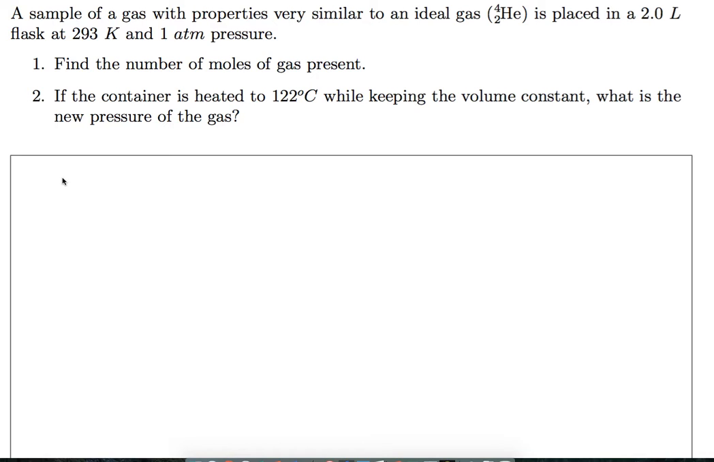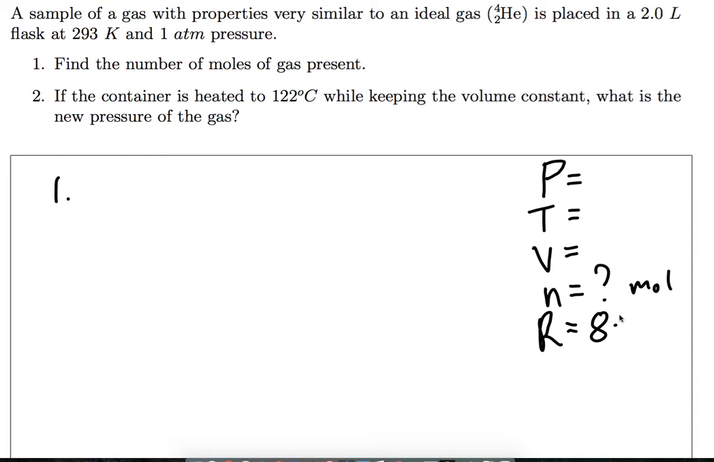So first we're going to find the number of moles of gas we've got present, so that's part one. Well, what do we know? We know that the pressure is 1 atmosphere, but let's hang on for a second while we figure something out. We have a pressure, we have a temperature, we have a volume. We are interested in knowing the number of moles of gas present, so n, number in moles. And the ideal gas constant R is equal to 8.314, depending on the units.